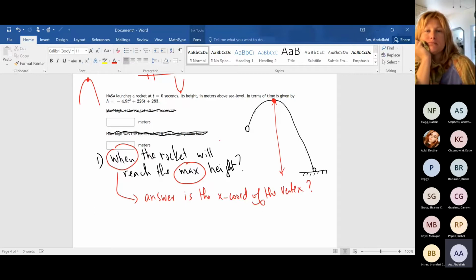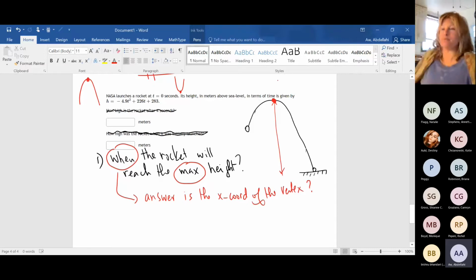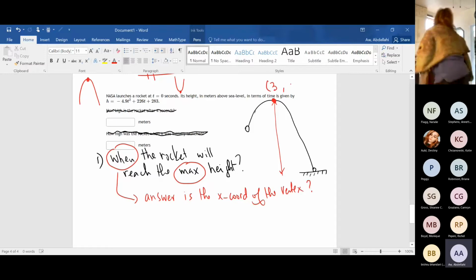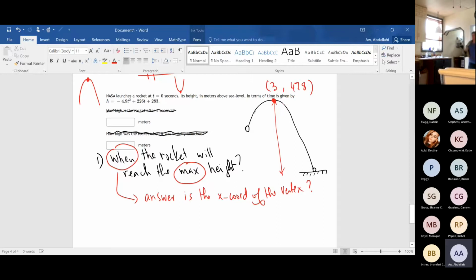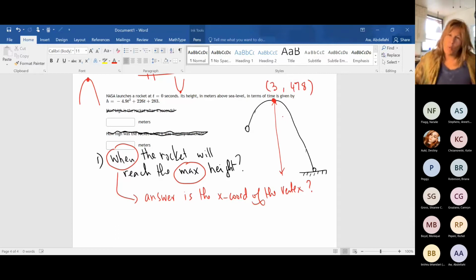The vertex tells you that if this vertex, we haven't done the calculations yet, was (3, 478), it is not, but I just assume it is. When I say, when do we reach the maximum? What's going to be your answer? The 3 or the 478? The 3, right? We reach it when t is equal to 3 seconds.